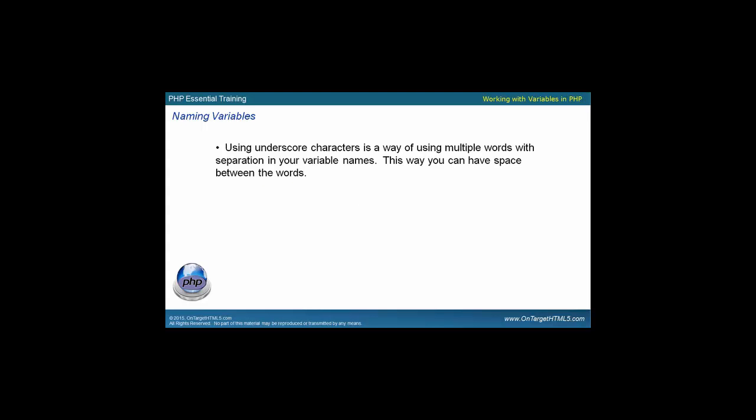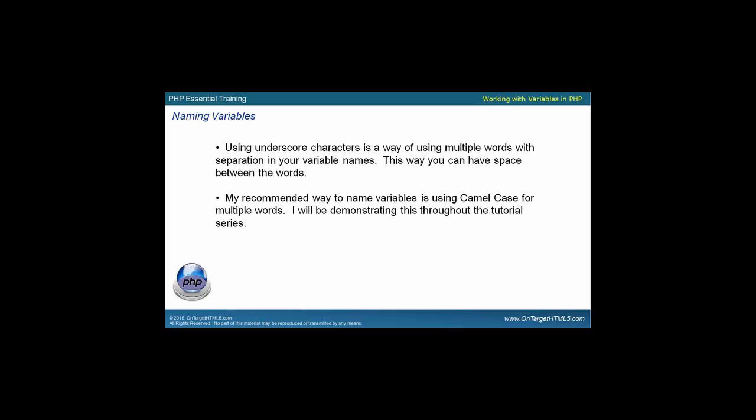Using underscore characters is a way of using multiple words with separation in your variable names. This way you can have space between the words. A lot of people do that. I don't. My recommended way to name variables is using Camel Case. I don't like those separations for a variety of reasons, but the biggest thing being is a lot of times it'll be mistaken for a space.